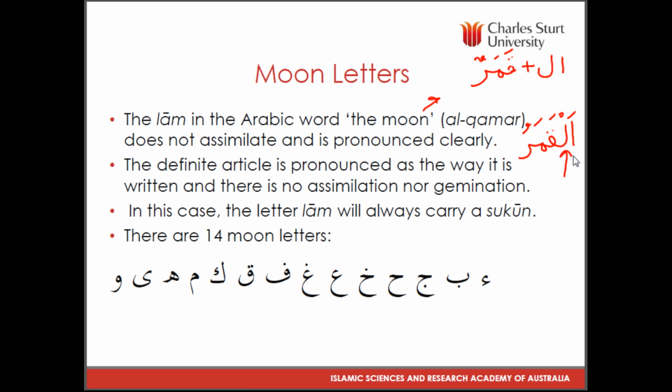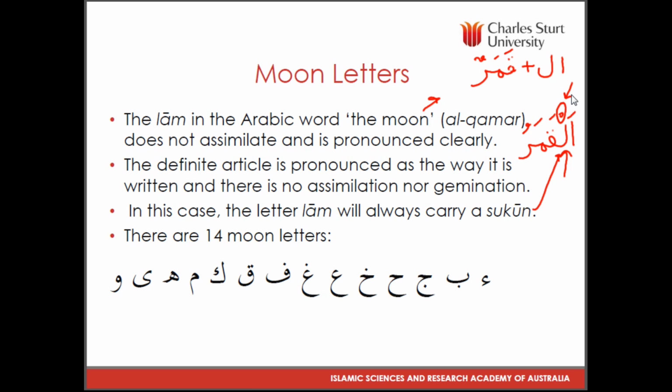In this case, the letter lam will always carry a sukun. This is also important. It should always have what? Sukun. There is no shadda, okay? It should always have sukun there. So the other 14 letters are lunar letters, and with them we have this al with sukun.